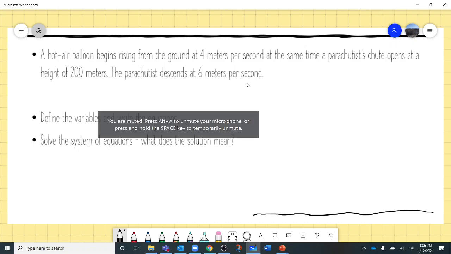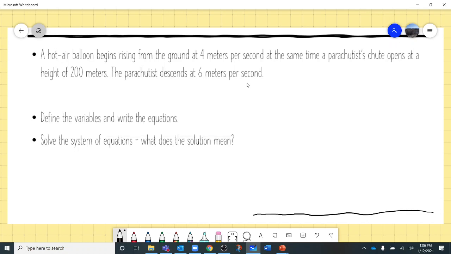All right, so this challenge problem, wait for the muted sign to go away. This challenge problem, I think, is kind of actually a little bit fun, and not just because, I don't know, maybe it's just because I am a math teacher.